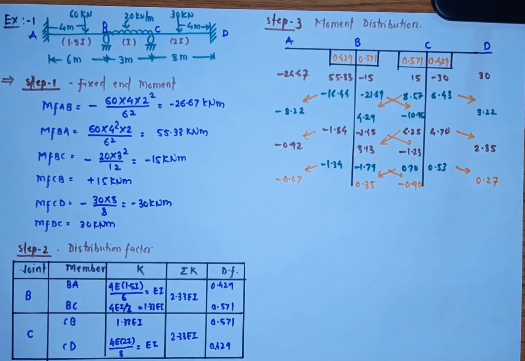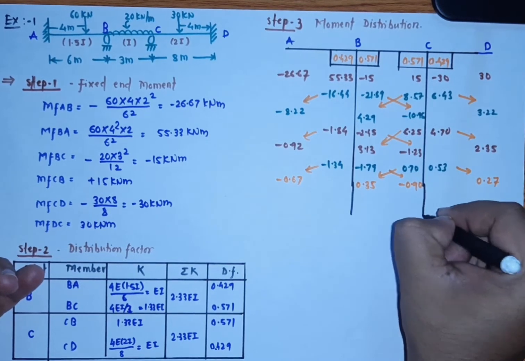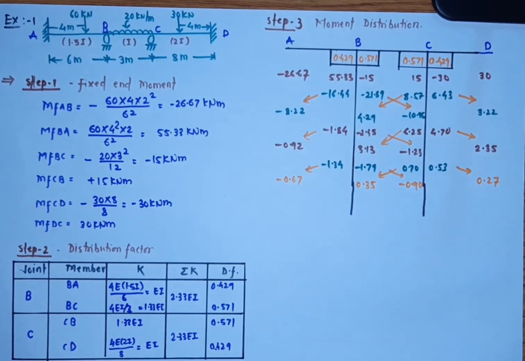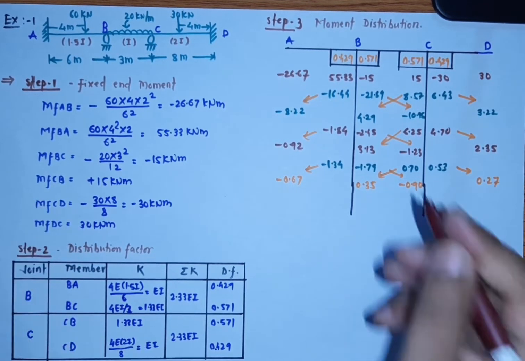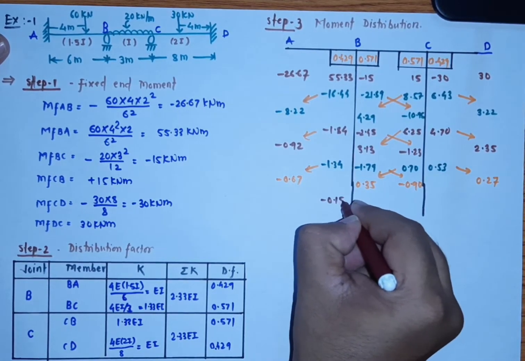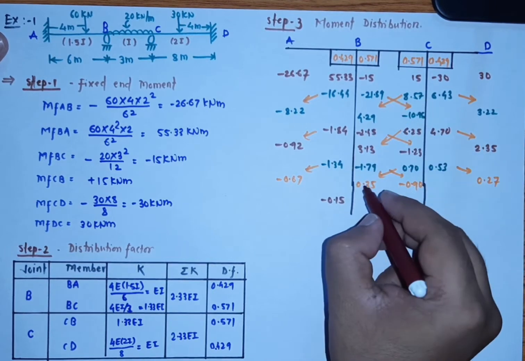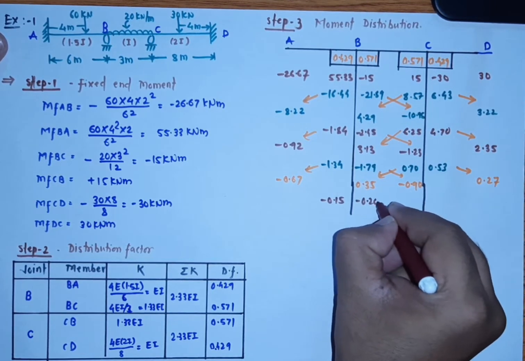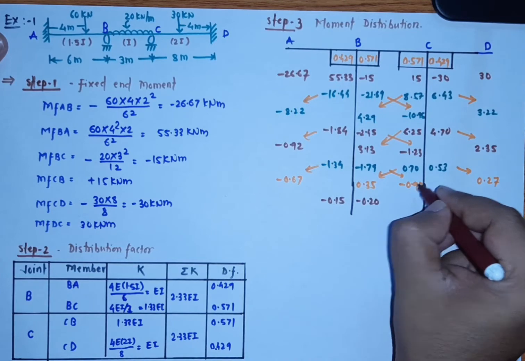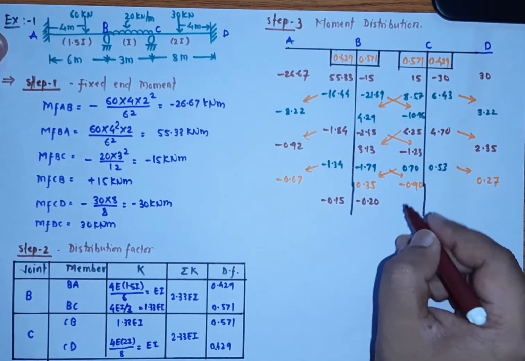Now the process we need to repeat again until we get the values in terms of 0.0. So next step is now 0.23 multiply with 0.429, it will be minus 0.15. 0.35 multiply with 0.571, it will be minus 0.20. Now 0.90 multiply with 0.571, it will be 0.51.